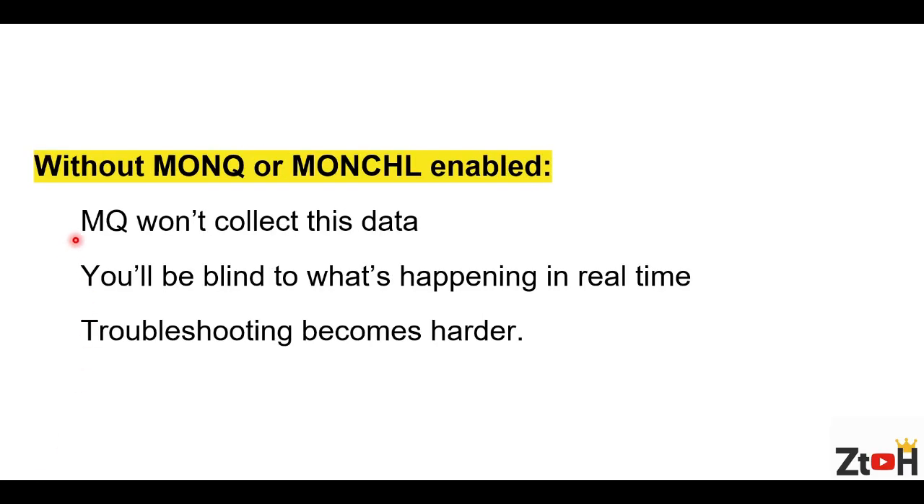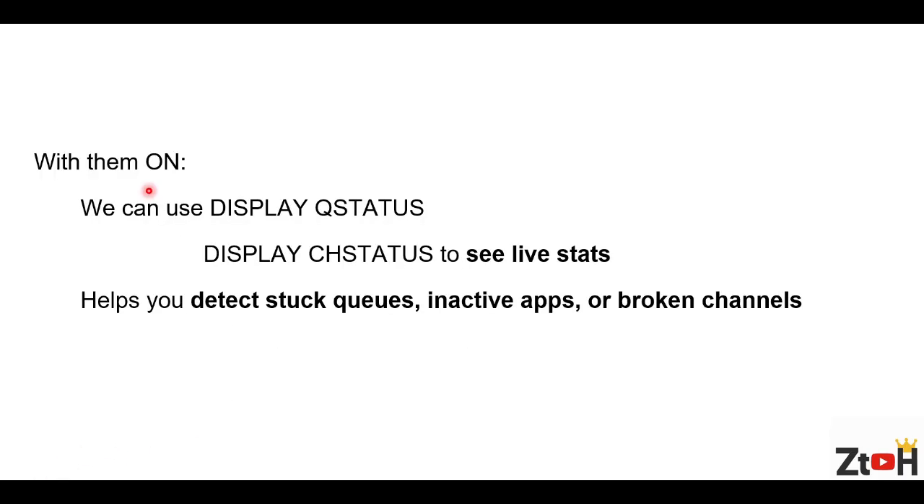What will happen without MONQ or MONCHL enabled? MQ would not collect the information we have discussed before, and it will be much harder to troubleshoot. With the above attributes on, we can use display queue status for queues and display channel status for channels to see live status, which helps you detect stuck queues, inactive apps or broken channels.